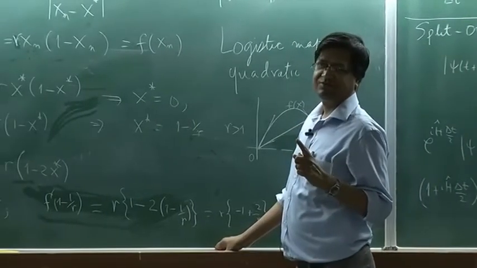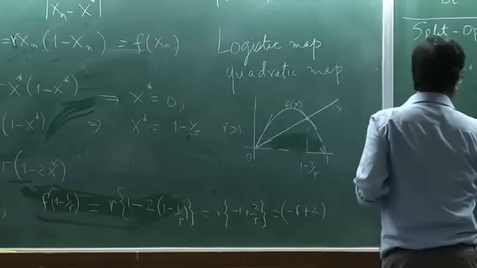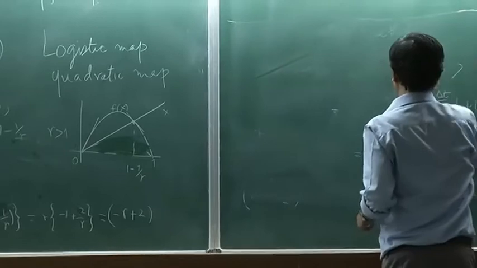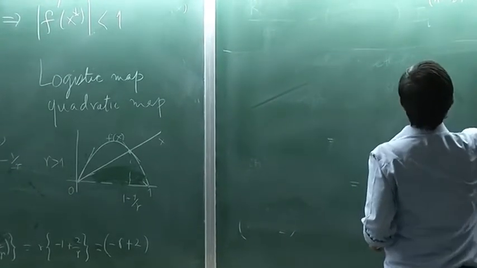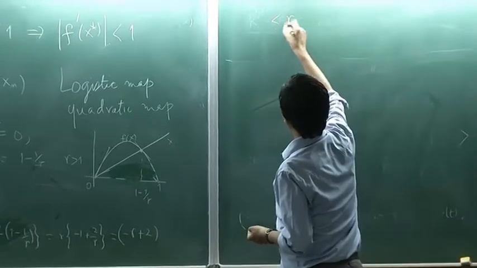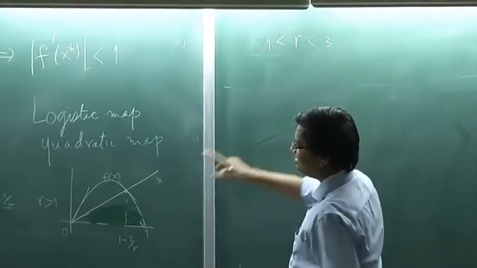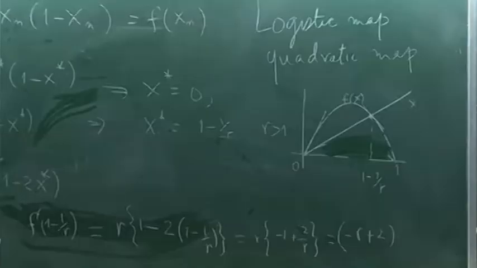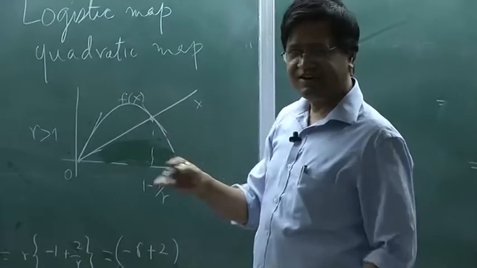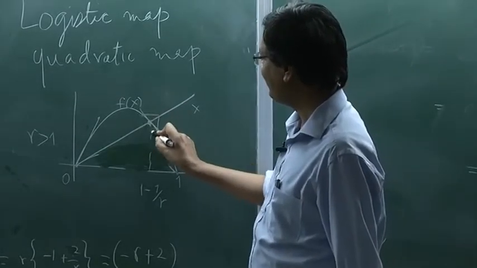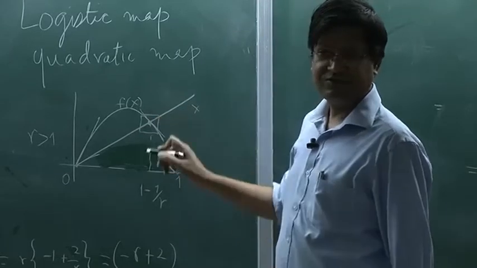From greater than 1 but less than 3, you can check yourself that for r between 1 and 3, this is a stable solution. Okay. And in the exam, that was the value of r for which you were getting a fixed point. So for r just above 3, you jump around between 2 values like this. This is called period doubling.